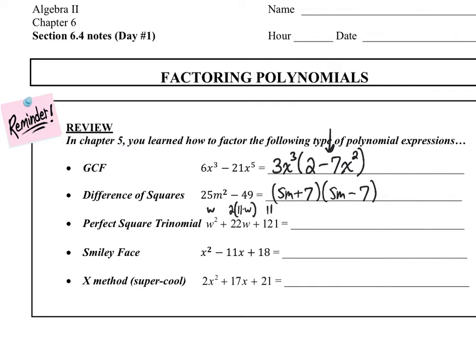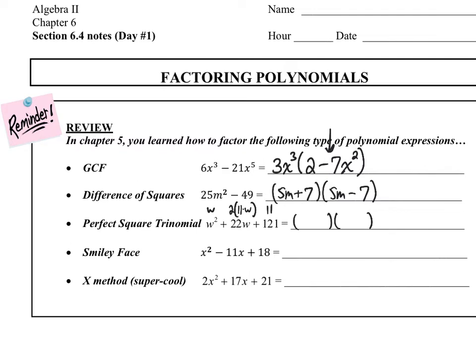What is 11 times w? Well, that's 11w. And double that, is that 22? It is. That's how you check whether it's a perfect square trinomial. So you need perfect squares front and back, and then the middle needs to be double the two square roots multiplied together. Okay, the way we factor this is we're going to have two parentheses again like this.